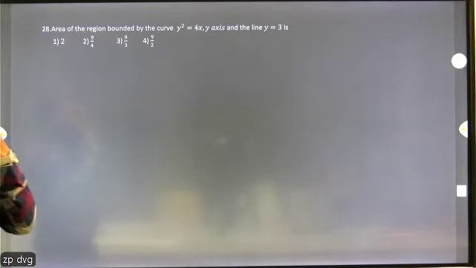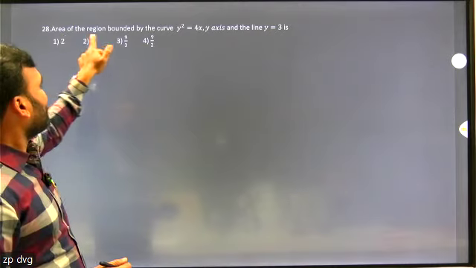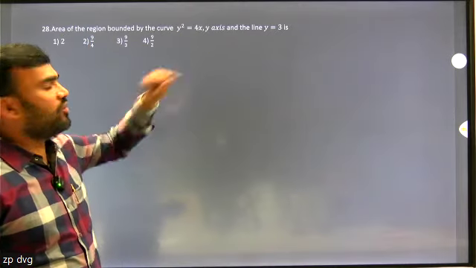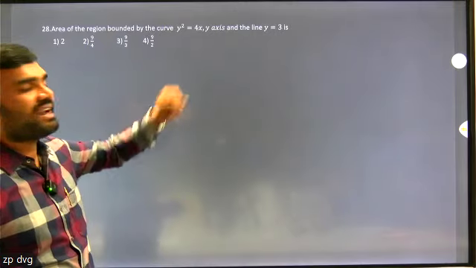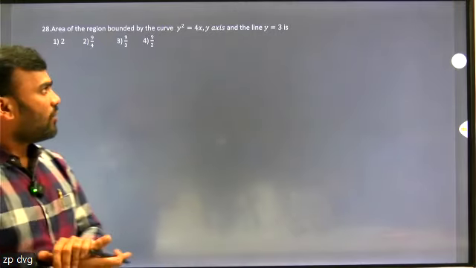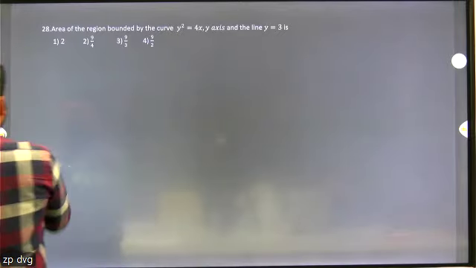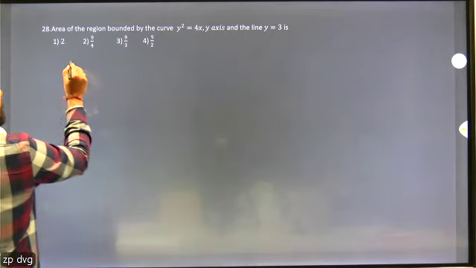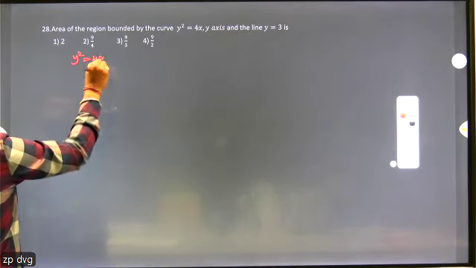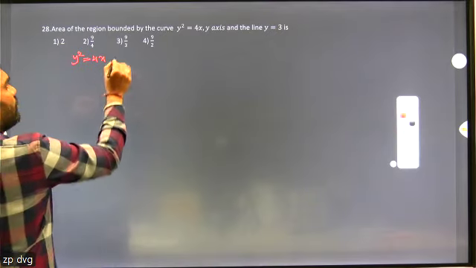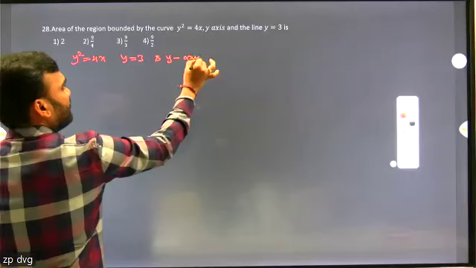See, these are all problems. Next, here there is no int. Why? Because the area of the region bounded by y square is equal to 4x, y axis and the line y is equal to 3. Here, y square is equal to 4x and y is equal to 3 and the y axis, they are given.